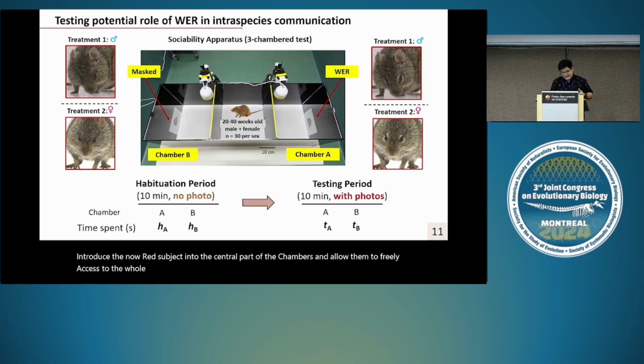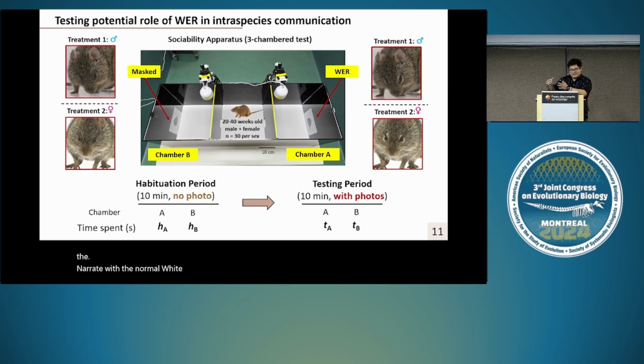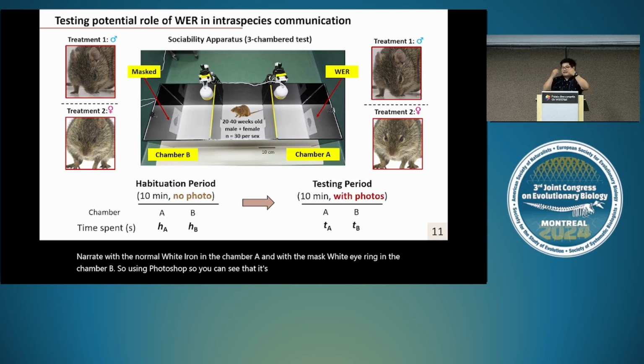Prior to the 10-minute testing phase, we install the images of the Nile rat with a normal white eye ring in chamber A and with a masked white eye ring in chamber B. Using Photoshop, you can see that the white eye ring clearly disappears. We try not to use the actual animal to eliminate all of the olfactory cues that could be introduced in our experiment.